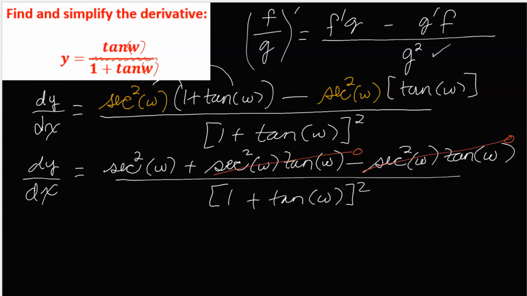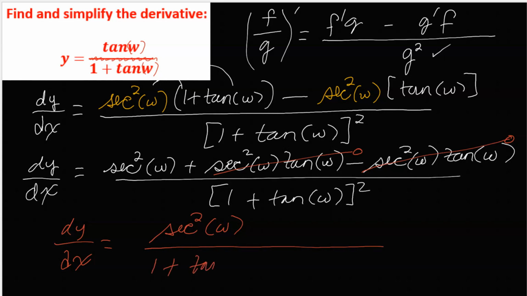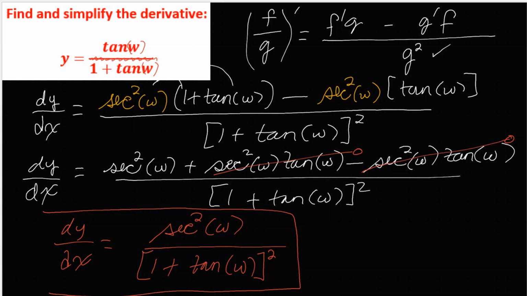Okay, so dy dx is equal to secant squared of w over 1 plus tangent of w, and then squared. There we go. That is as far as we can go, unless we can figure out some identity that simplifies that further, but I am happy with what that is.